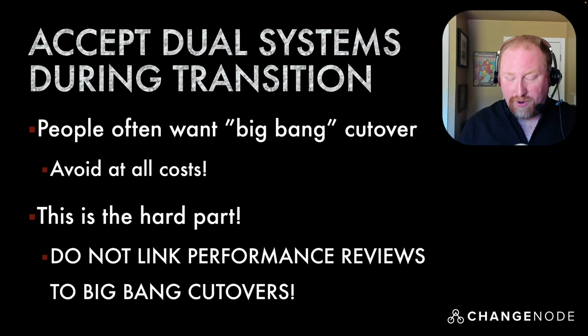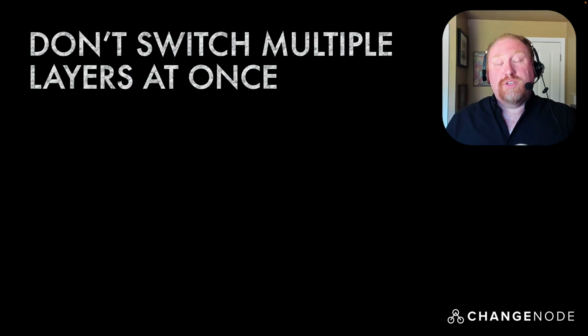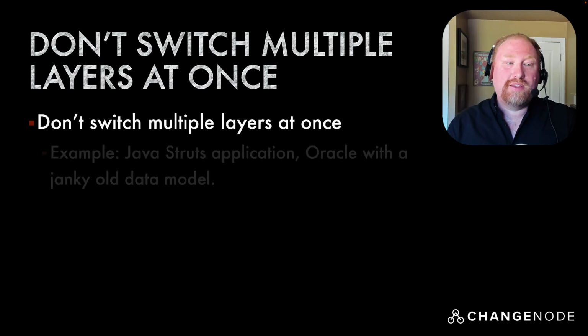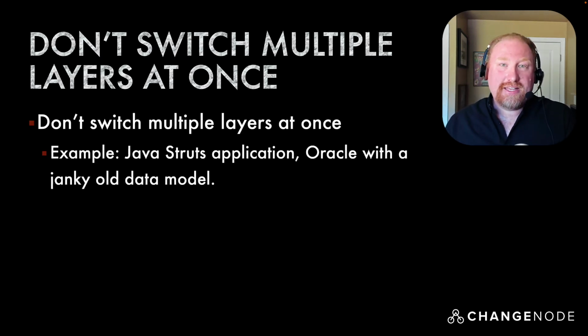Which leads to the next part, which is don't switch multiple layers of an application at once if you can avoid it. So let me explain what I mean by that. Let's say you have a legacy Java Struts application. Struts is an old Java web framework that hasn't been in use for over 10 years. But it was very popular for a period of time. And it was often combined with, say, an Oracle database and potentially an even older data model.